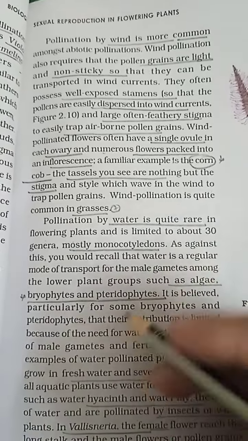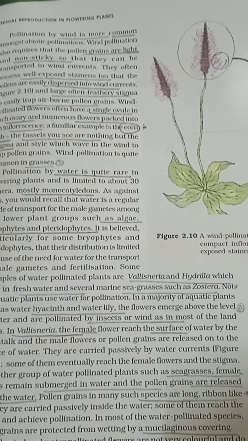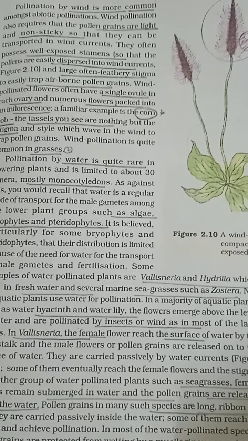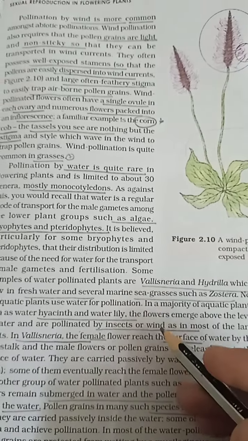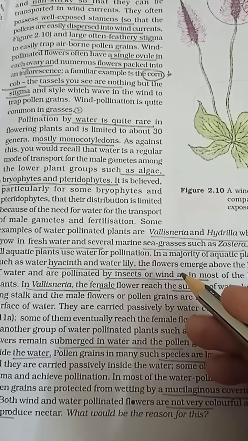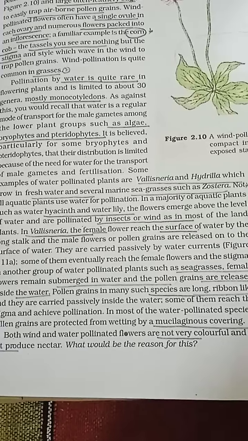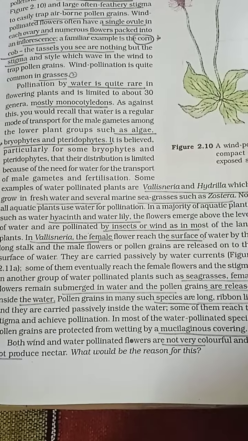Pollination by water is quite rare, about 30 percent, mostly in monocotyledons. Fertilization needs water in algae, bryophytes and pteridophytes; they require water. Hydrilla and Vallisneria are examples of water pollination. Water hyacinth and water lily, very important, are examples of insect or wind pollination. And Zostera, the sea grass, is also water pollinated, very important. Water pollinated plants have long ribbon-like pollen grains and a mucilaginous covering on the pollen grains, very important.